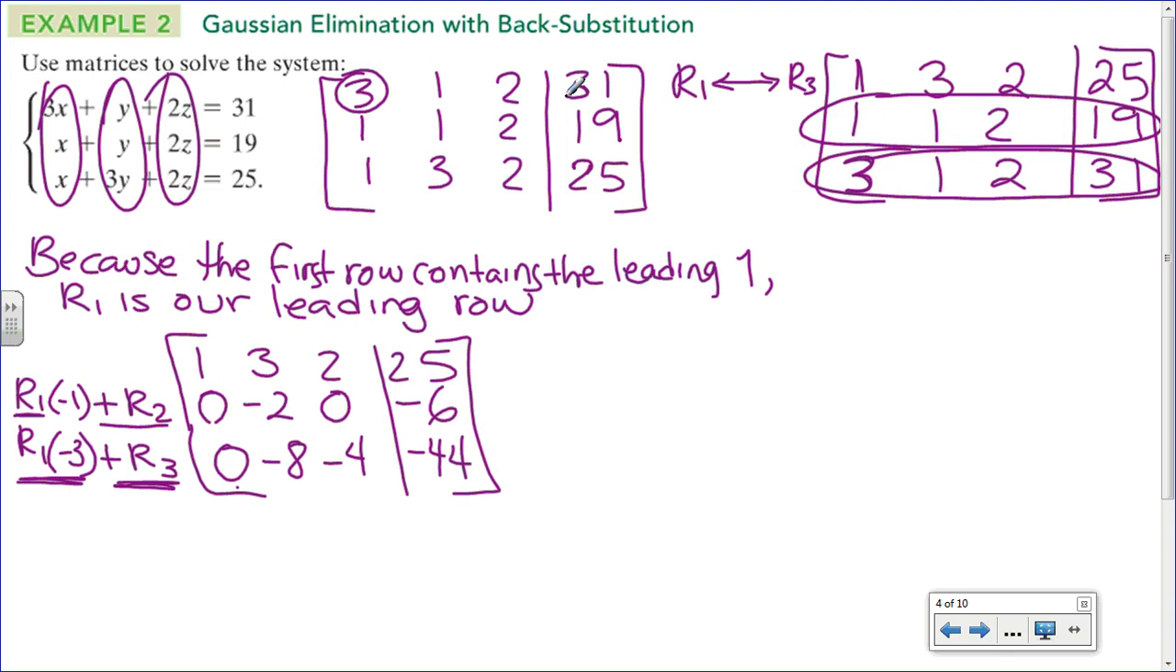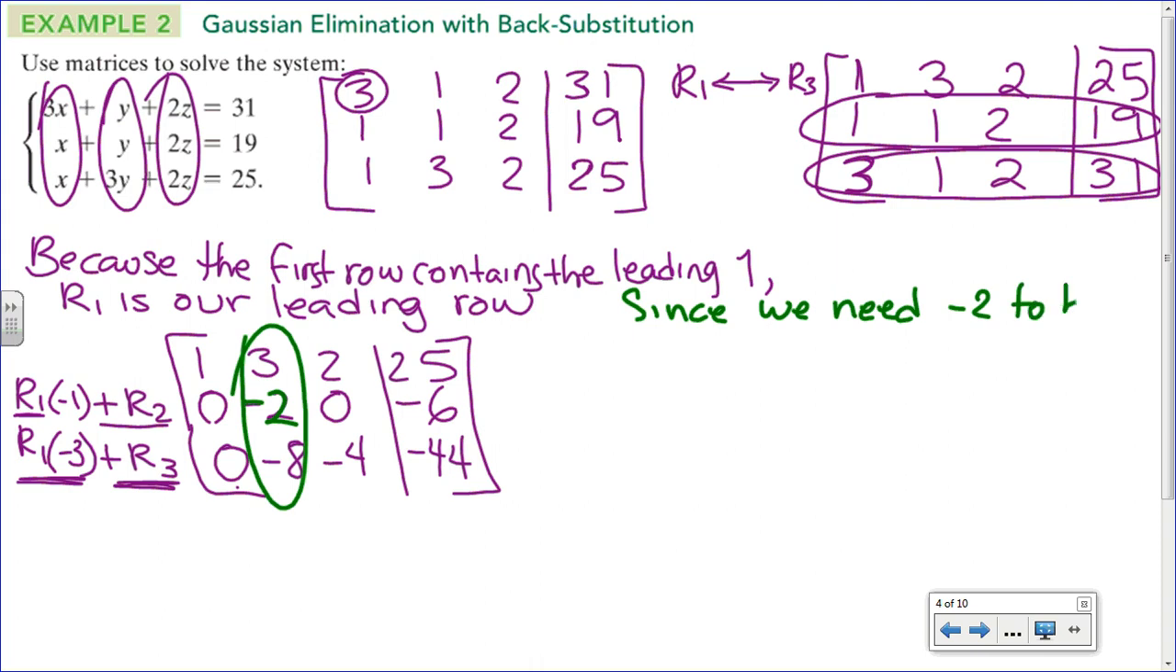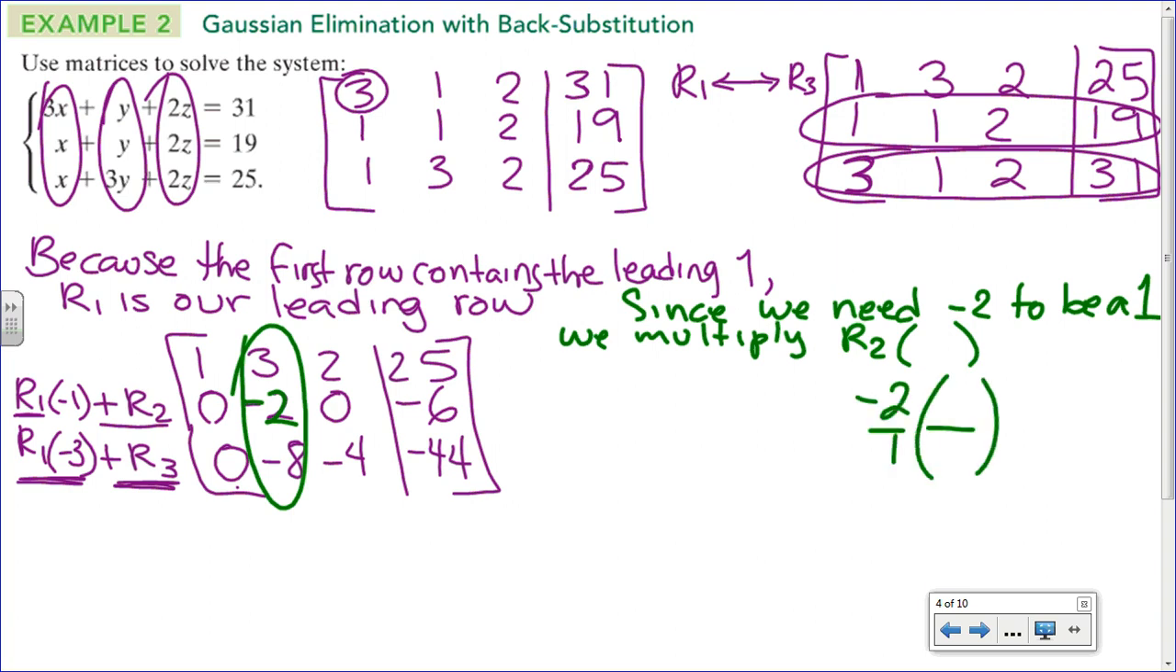So now what's our next step? We move to the second column. What's the first thing we must do? Before the zeros, we need to make this negative 2 a 1. So now, since we need negative 2 to be a 1, we multiply R2 times, what do you guys think? What do you need to multiply negative 2 to give you a 1?